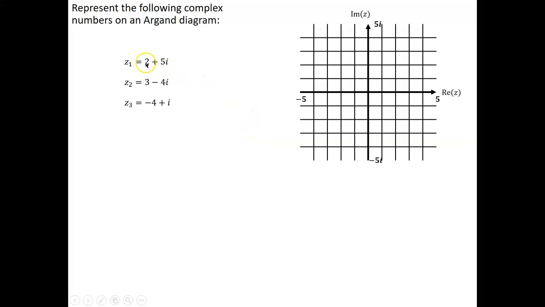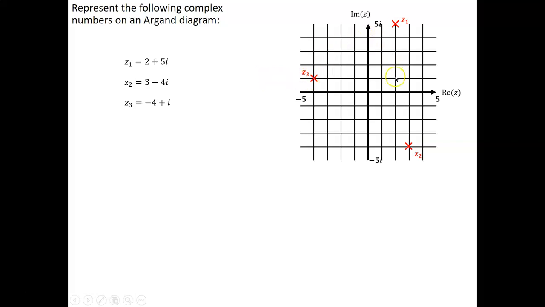So, z1: 2 in the real direction, 5 in the imaginary direction. That's up here. z2: 3 in the real direction, -4 in the imaginary direction. z3: -4 in the real direction, 1 in the imaginary direction.